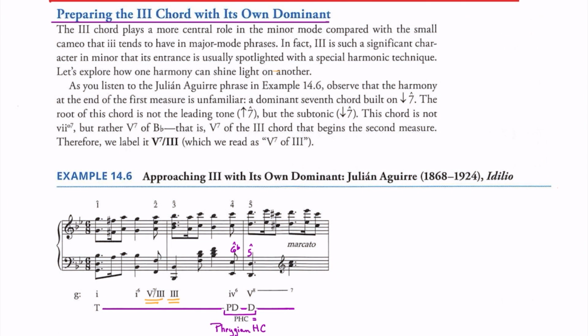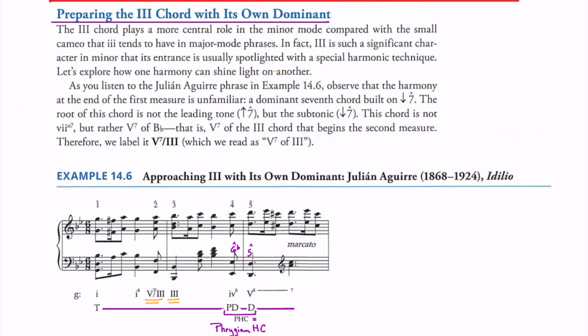Let's continue on with how the mediant triad, the major three, behaves in minor mode. We talked about the minor one and the major three. They are relatives. They have the same key signature. So Laitz says the 3 chord plays a more central role in the minor mode compared with the small cameo that 3 in the major mode tends to have. It's not as big of a deal, but in minor, it's a big deal.